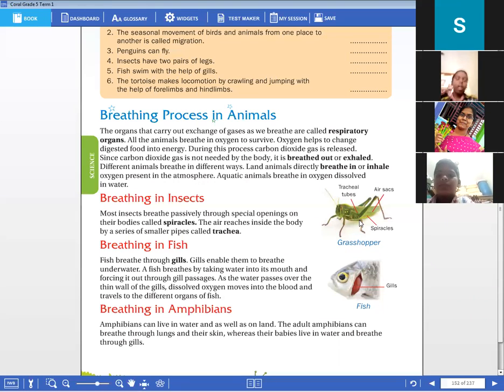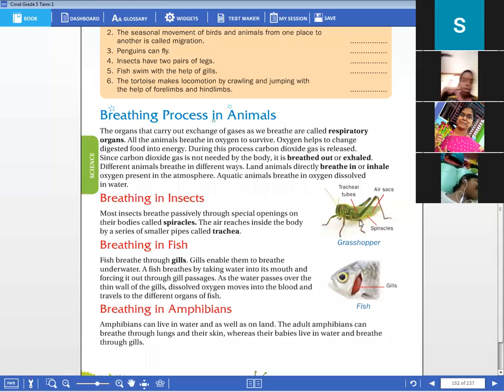Next, coming to the breathing process in a fish. This is really tough. Just now I told you aquatic animals breathe the oxygen which is dissolved in water. The oxygen is actually dissolved in water. The aquatic animals breathe that dissolved oxygen because there is no air underwater. So they'll breathe the dissolved oxygen.